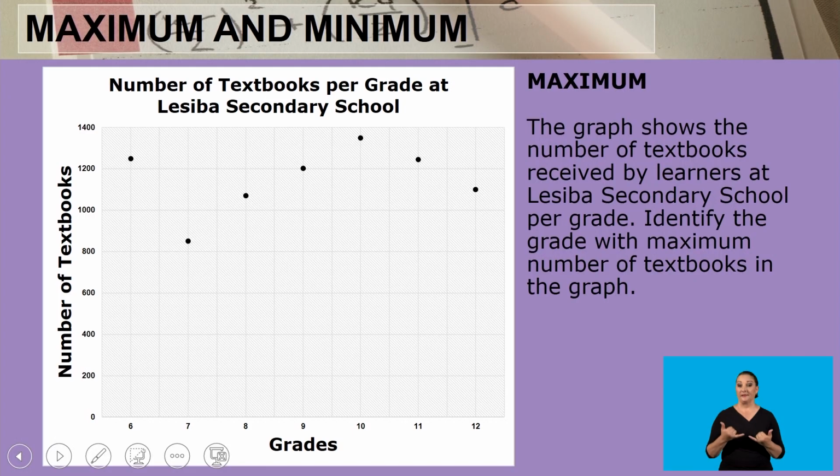The graph that is given next shows the number of textbooks received by learners at Lesiba Secondary School per grade. Identify the grade with the maximum number of textbooks in this graph. So we are going to look at the grade that has the highest number of textbooks. Can you see which grade that is? Well, yes, if you are looking at that point over there, then you are absolutely correct, because we can see that when it comes to the number of textbooks, that is the highest value, and that would be grade 10.